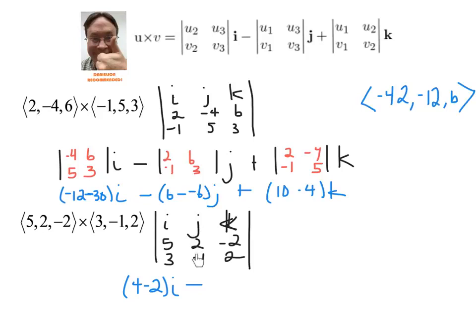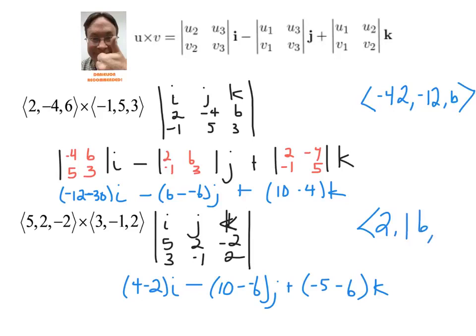J is always a little tricky to see because you've got to kind of skip over that and ignore it. 10 minus negative 6. Let me write that down. And for k, we're going to say negative 5 minus 6. All right, so my resultant vector is 2 in the i direction, 16 in the y direction, and negative 11 in the z direction. And again, if you dotted this blue vector with each of these original two, you would get 0.